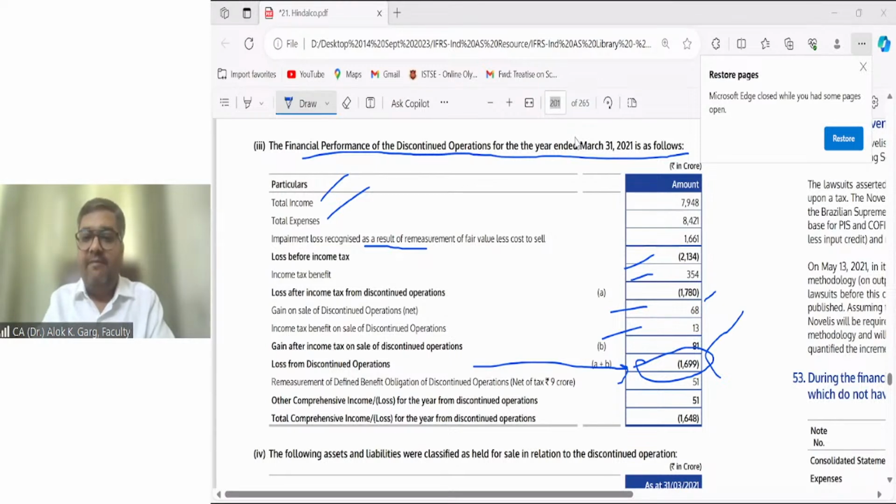Dear student, have you got some comfort after looking at this fact in the annual report of this listed company? Yeah, Hindalco Industries Limited, one of the Nifty 50 companies. Have you got some comfort or not?